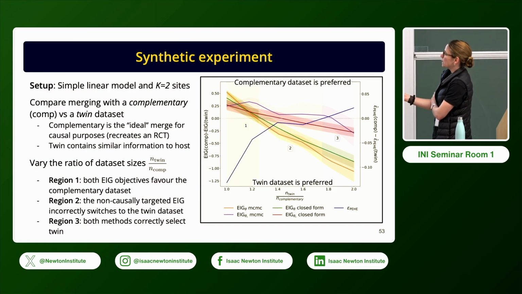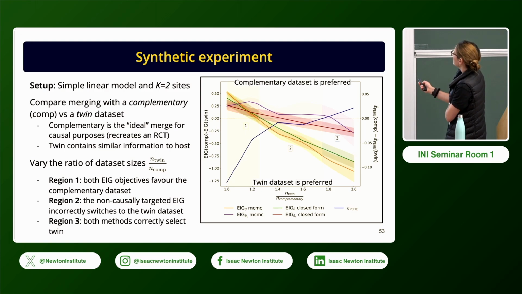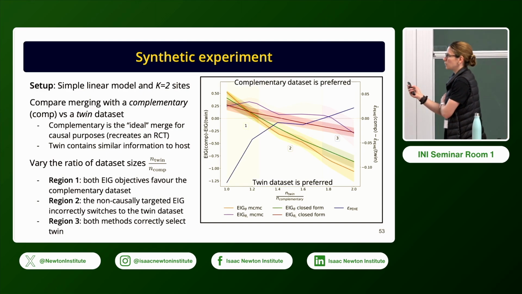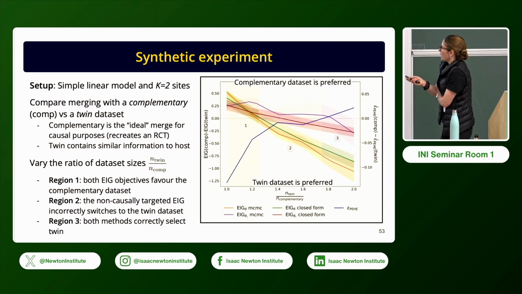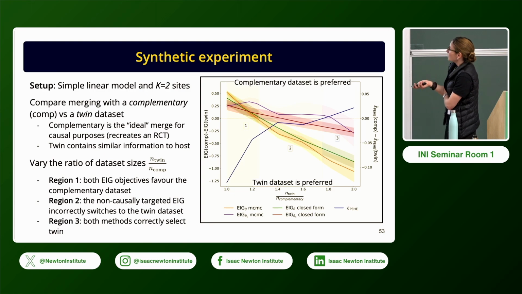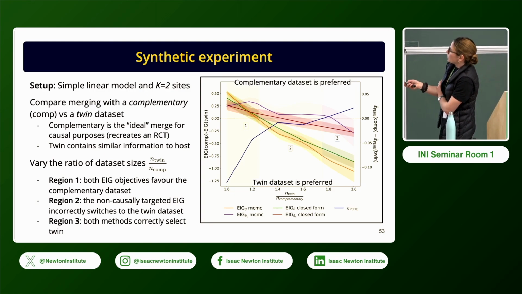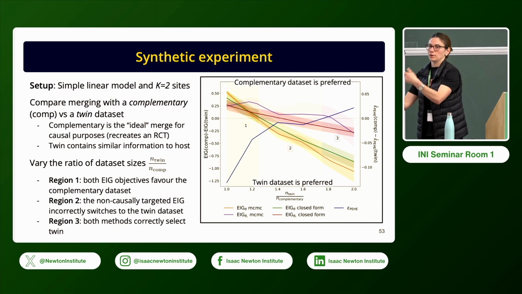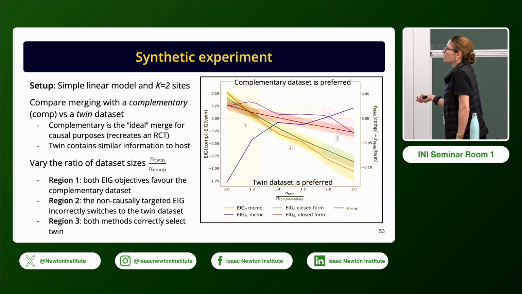And what we'll be looking at is the ratio of data set sizes on the x-axis, and on the y-axis we'll be looking at the difference between the EIGs, and on the secondary axis we have this PHE metric that I described earlier, right? This mean squared error between k's. And again, because everything is quite simple, we can compute things in closed form as well, and make sure that we're not too far away once we use MCMC to calculate posteriors.